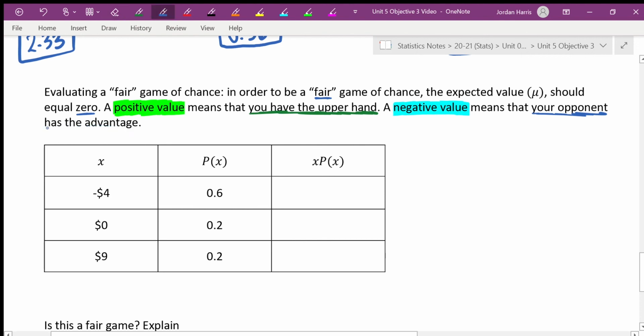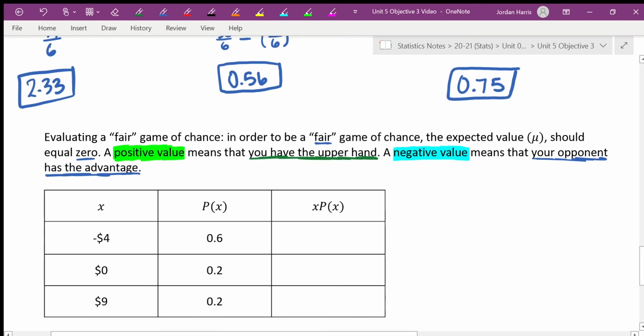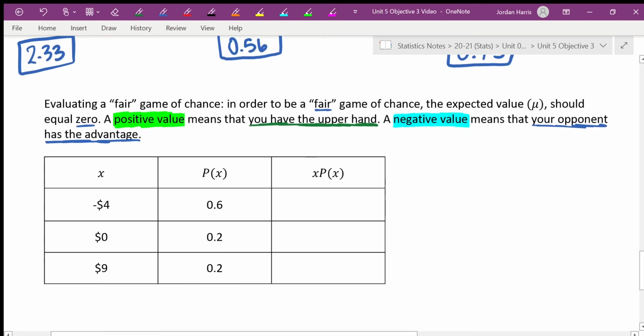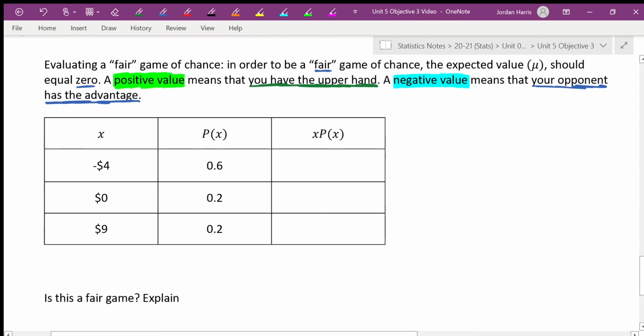So let's test this random game of chance that I created myself. It is not anything real because there's not very many outcomes. It just makes it easier to deal with. Okay? So to be fair, it has to be 0. So be careful about that. A lot of people think positive is fair. No, positive is not fair. Fair means 0. Anything other than 0 is not fair. But positive is good for you because you have the upper hand. Negative is bad for you because your opponent has the upper hand. Okay?